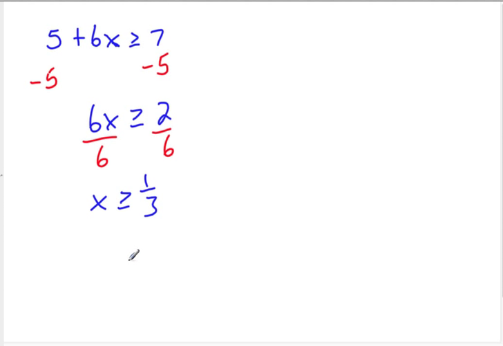Graphing that, one way you could do this is to show a 0 and a 1 and put the 1/3 right here, something like that. It's going to be a closed circle, shading to the right because it's greater than or equal to 1/3.